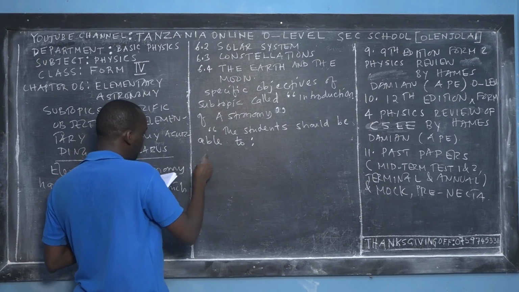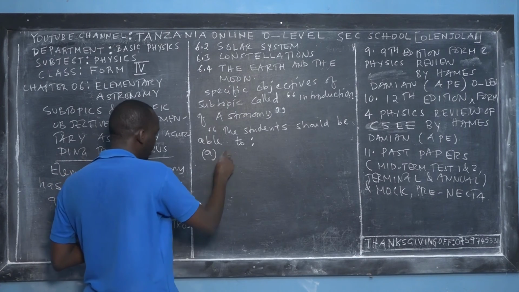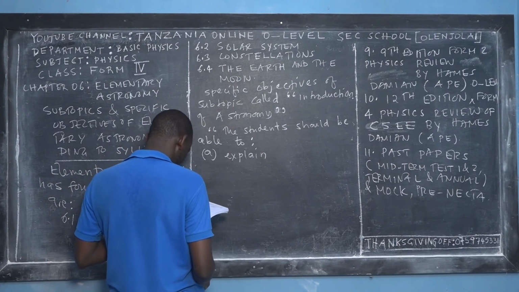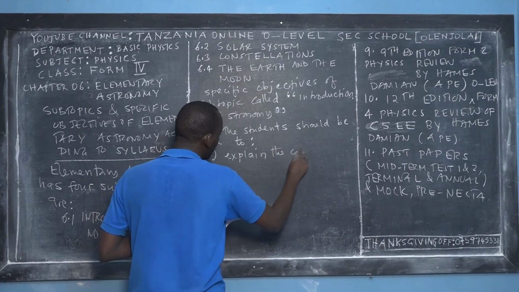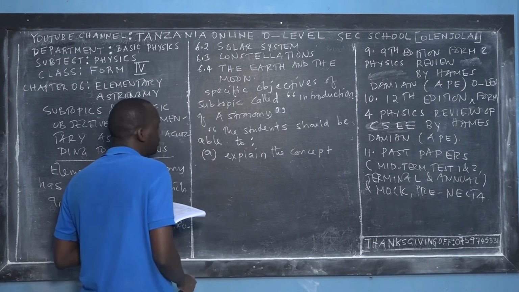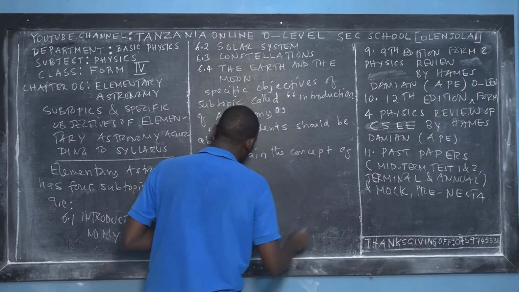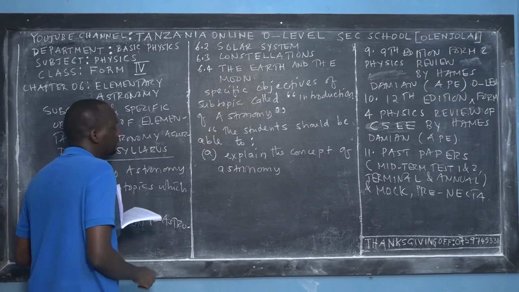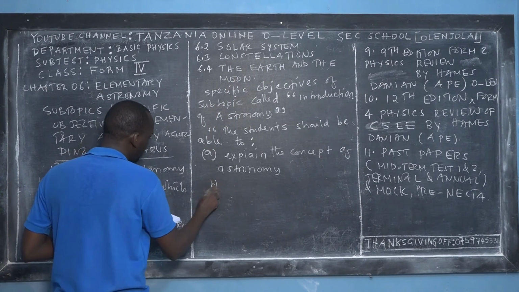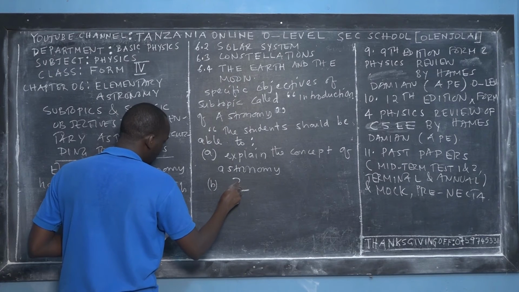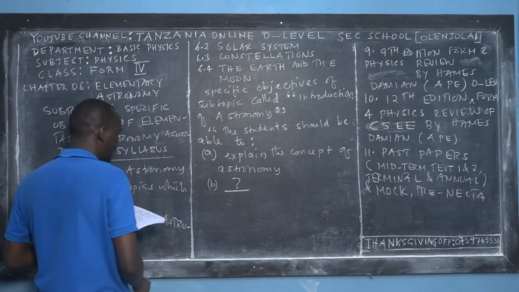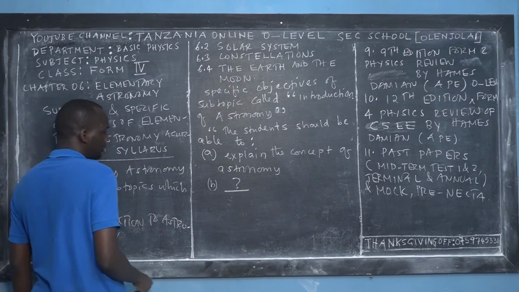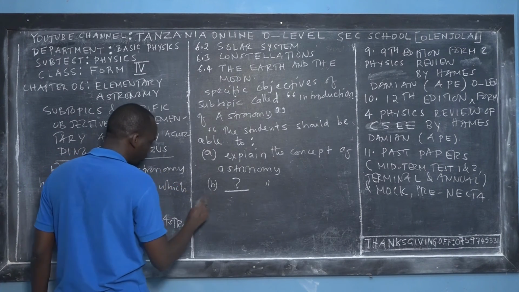There are two specific objectives. I'll mention one, and the second one you will get when you have the syllabus book: explain the concepts of astronomy. That is Roman A. Roman B, I leave it for you to fill in after you have this book. And that is the end of my quotation.